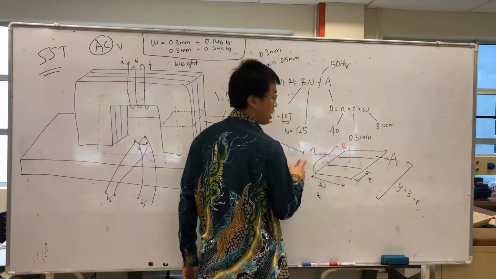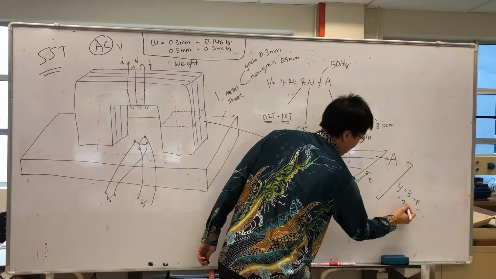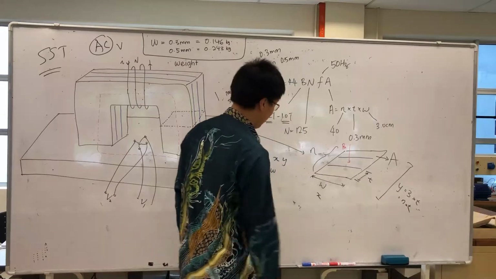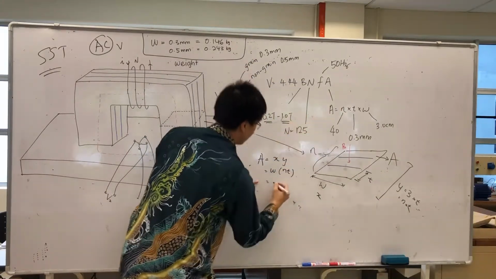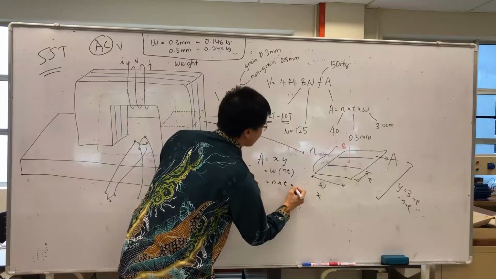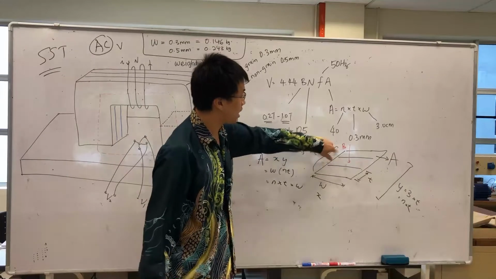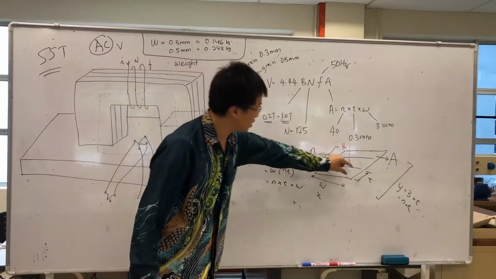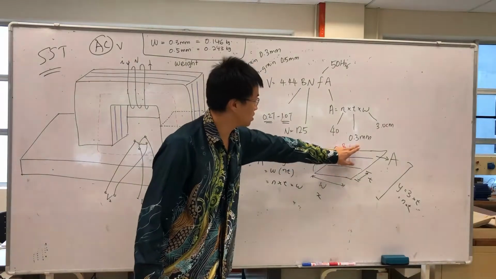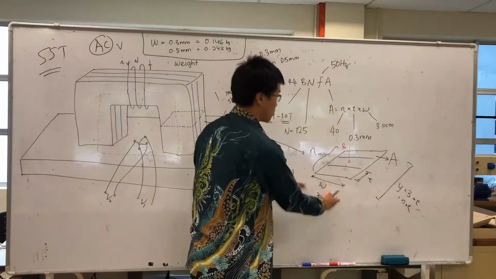But what if I don't know how many layers there are? So I use N times T, which is the same as N cross T times width. N is the number of layers. We have about 40 layers here. The thickness of the steel we are using is 0.3 mm. The width here is about 3 cm.